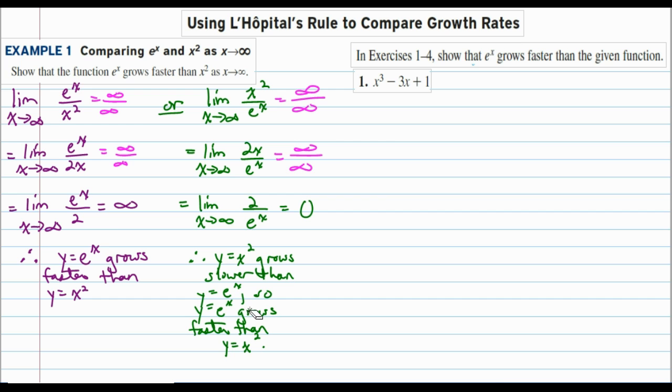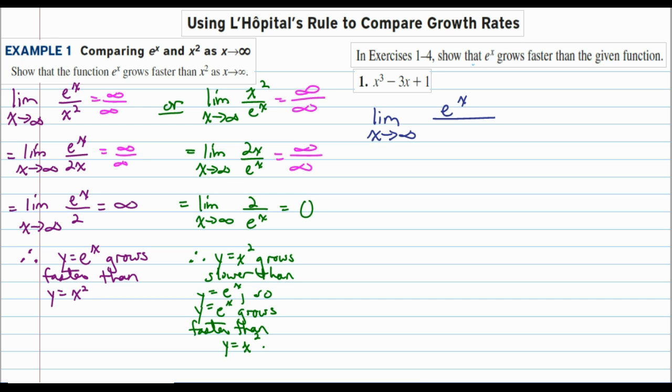You do not have to show both ways. Either way would be completely acceptable. Your statement must say, though, that the function e to the x grows faster, because that's what you're supposed to show. Then now try problem number 1. It says show that e to the x grows faster than the given function. So e to the x grows faster than the given function.